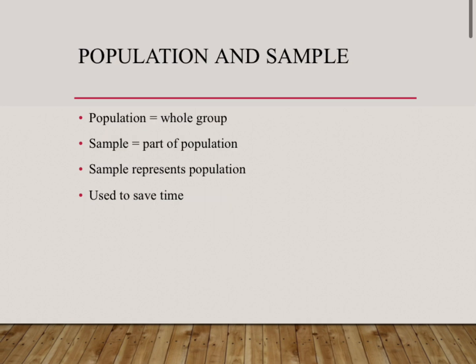A population is the whole group we are interested in. A sample is a smaller part taken from the population. We use samples because studying everyone is expensive and slow. The sample must represent the population well.